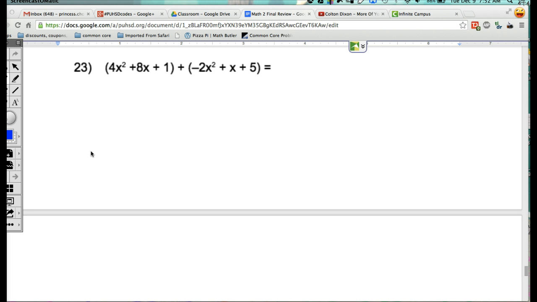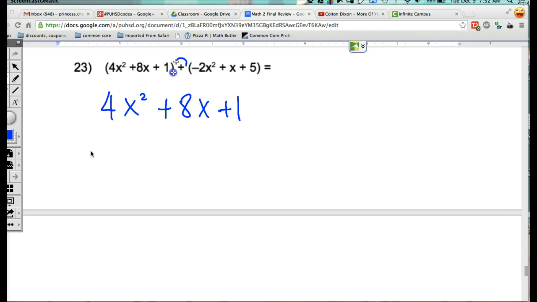Okay, so when we combine like terms, I want you to understand that the last names don't change. This is a family gathering question, right? Okay, so let's take a look. First, I'm just going to write this out. 4x squared plus 8x plus 1.